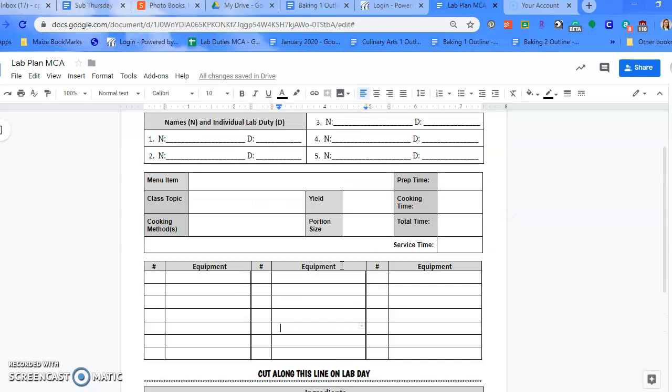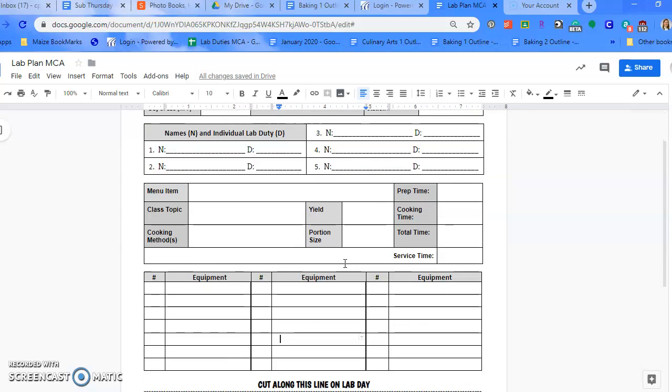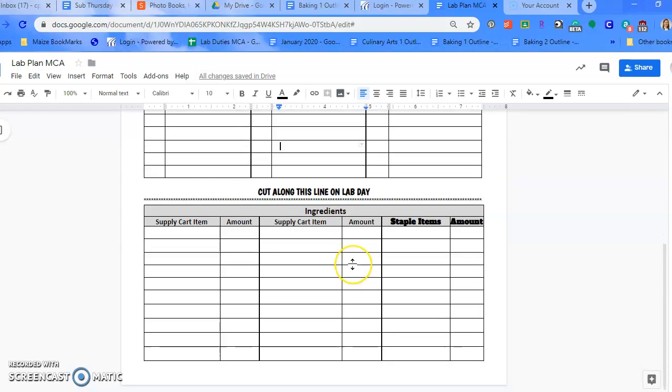Check it, and then you would staple your recipe to the back and turn it in. That should be it. You would turn it in. If you don't turn it in, then you won't cook the next day, because I need to know that you're planned and you're ready. On lab day, it's cut. 1, 2, 3 different people had 3 different ways.